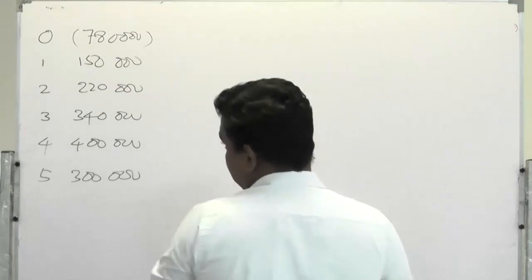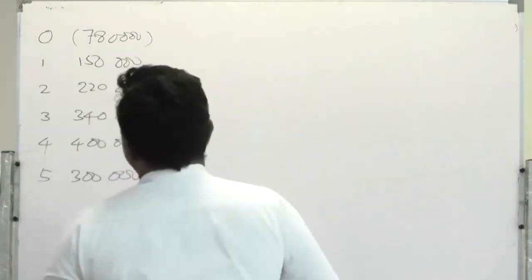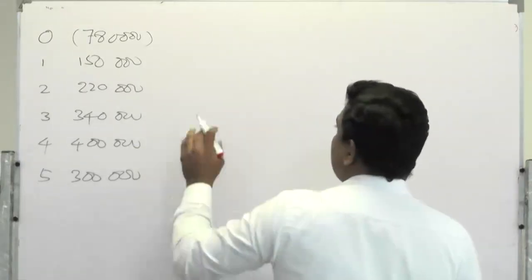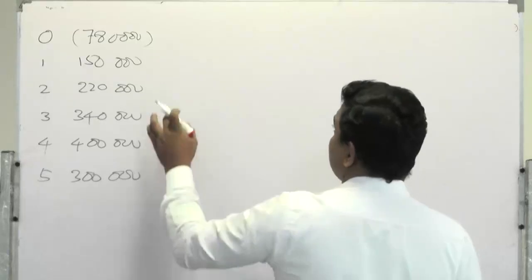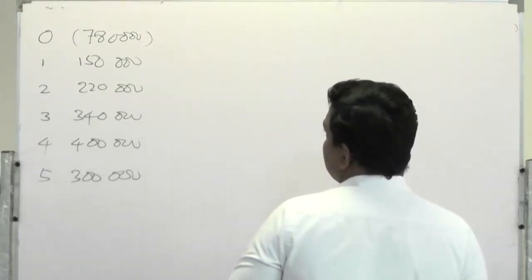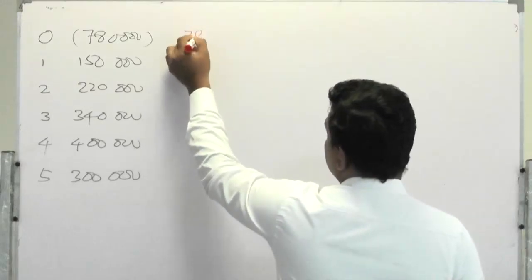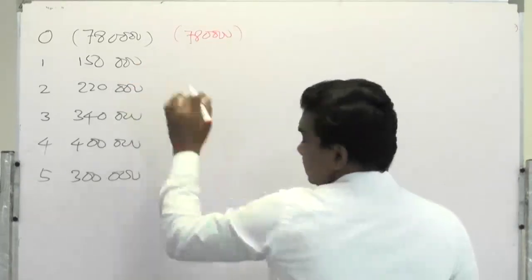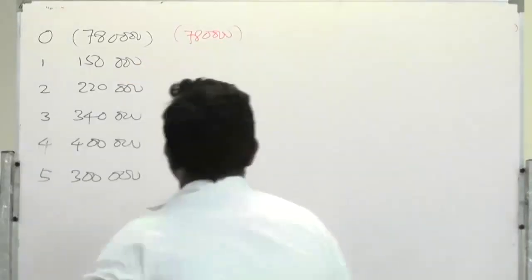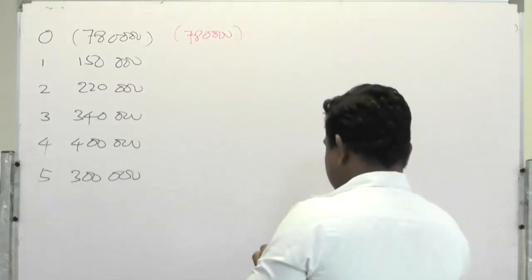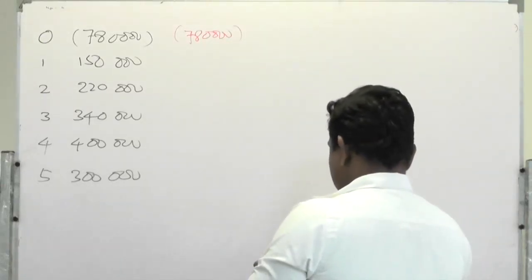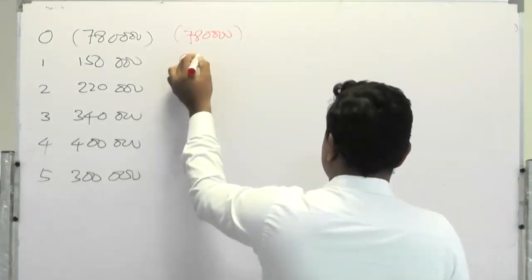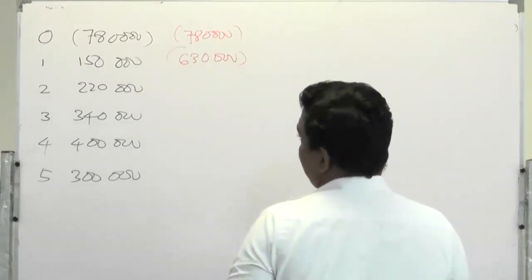Right. Now the question 35 requests the payback period. The payback period is how many years it takes to recover 780,000. You can see at year 0 it is 780,000, right? Since you recover 150,000 in the first year, that 780,000 will reduce by 150,000, and the balance will be 630,000 to be recovered after the first year.